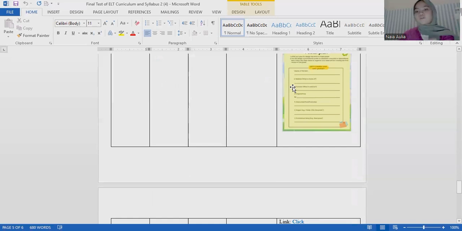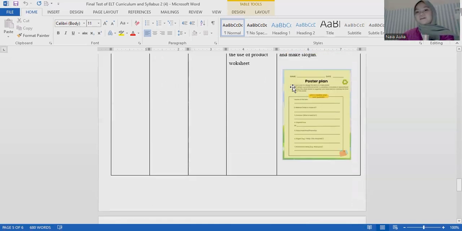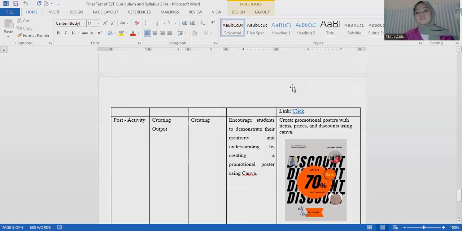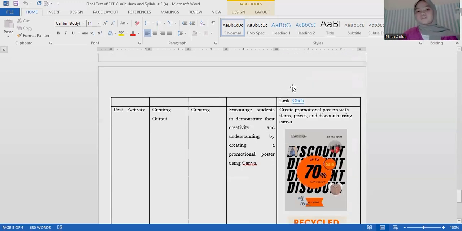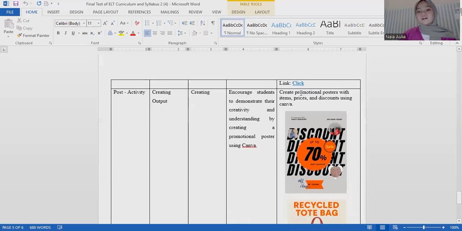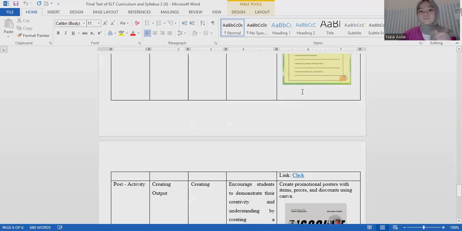This is the link to the Canva poster plan. I use the Canva poster plan because, like I said before, of effective student engagement, so students are not bored. And this is the link to connect to the Canva poster plan.